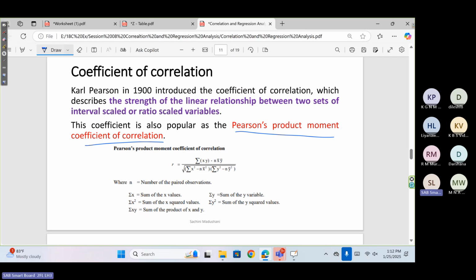Pearson's product moment coefficient of correlation we denote by simple r. The correlation coefficient is denoted by simple r, not the capital R. Then r gives the numerical value of the correlation coefficient.